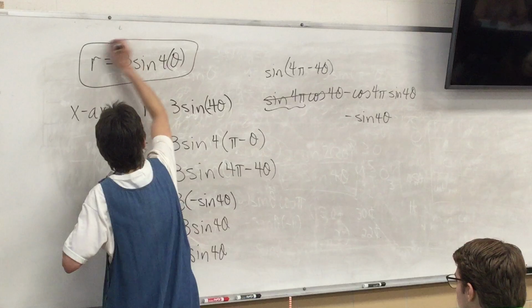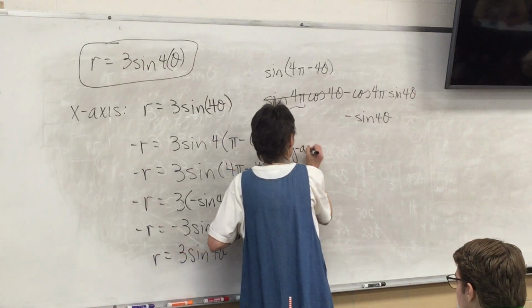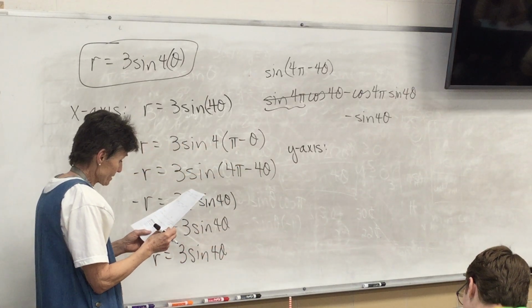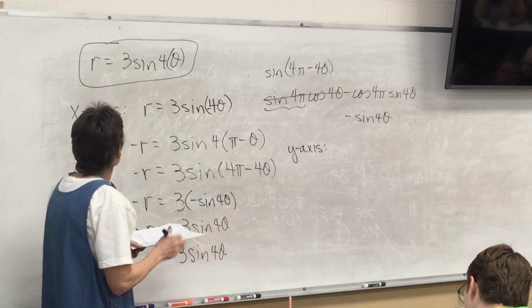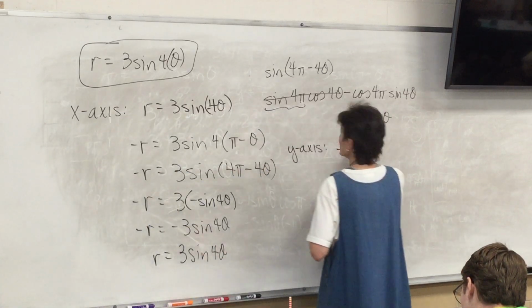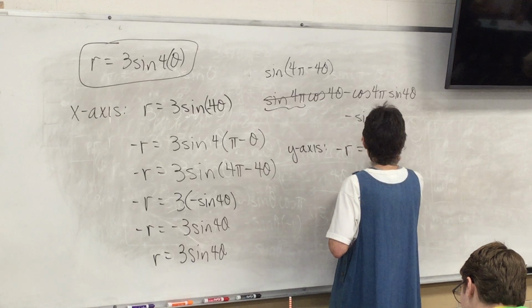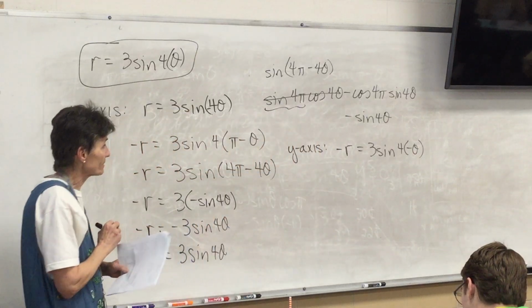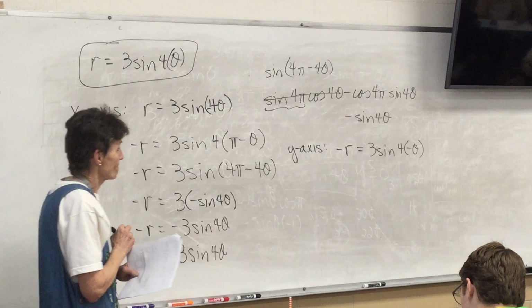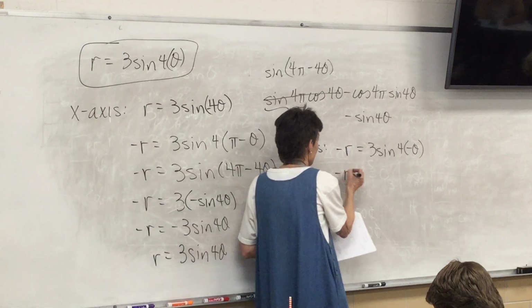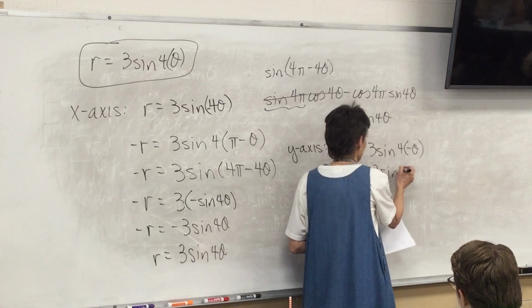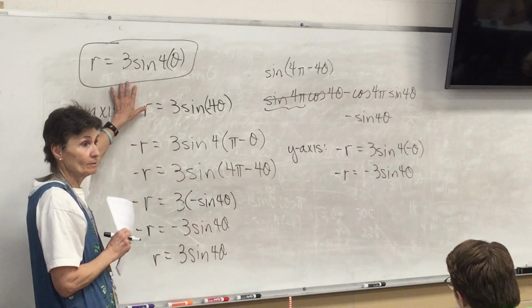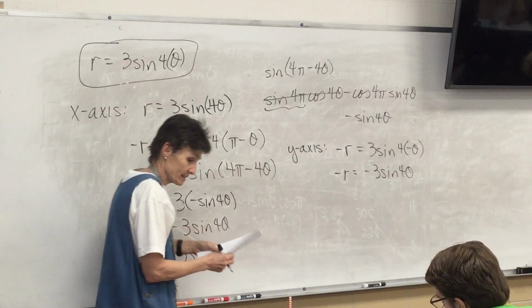Here's my original. For the y-axis, all right, I can put in negative R and negative theta. Ooh, I think this one's gonna work, do you? Because negative R equals negative 3 sine 4 theta. Remember, it's odd, so that negative's gonna come out in front. Is that gonna give me the same as the original? Yes, good, that one was easy.